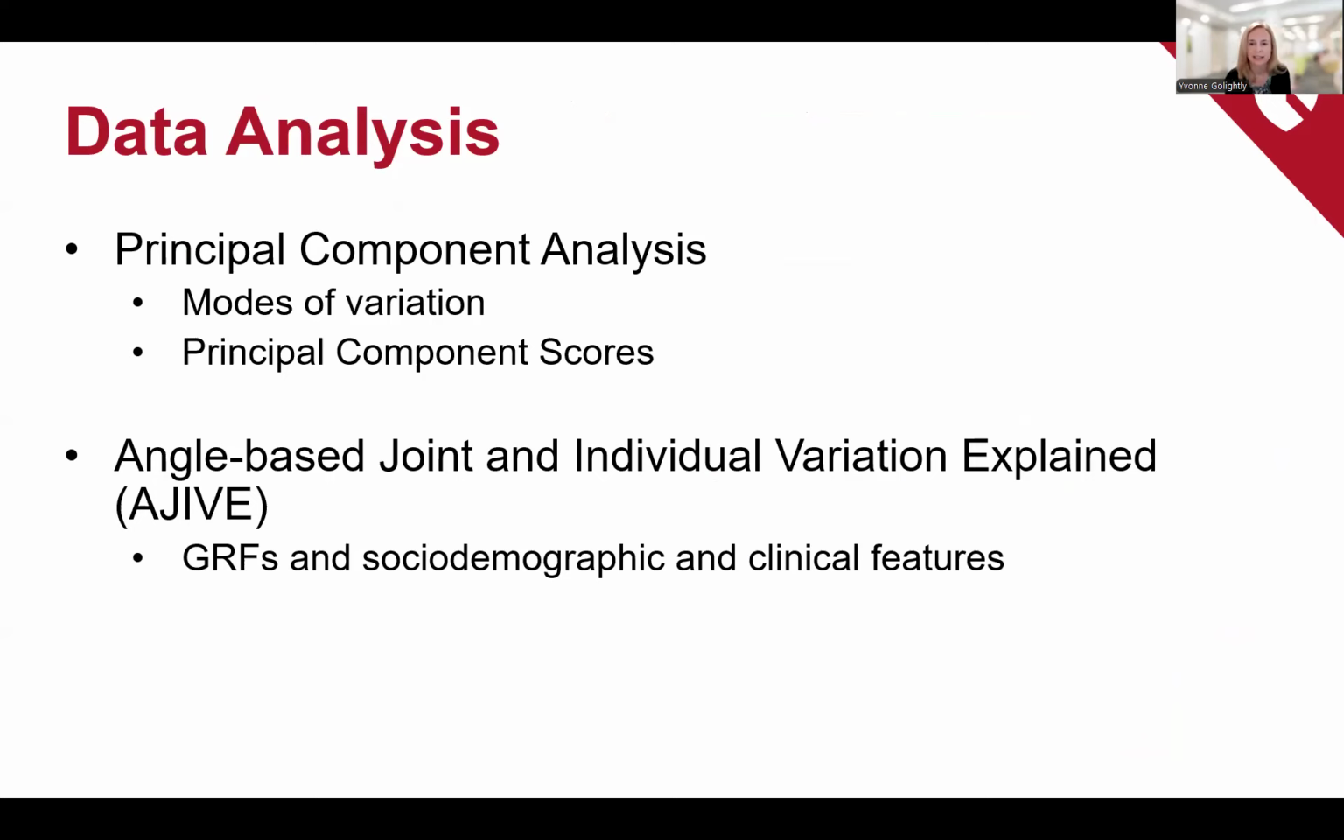With our data analysis, we identified modes of variation using a principal component analysis. With a mode of variation, what we're doing is summarizing one component of variation in the data. This principal components analysis allows us to look at interrelated variables and transform them into a new set of scores, which we call the principal component score. You'll be seeing more of that as I show some of the results.